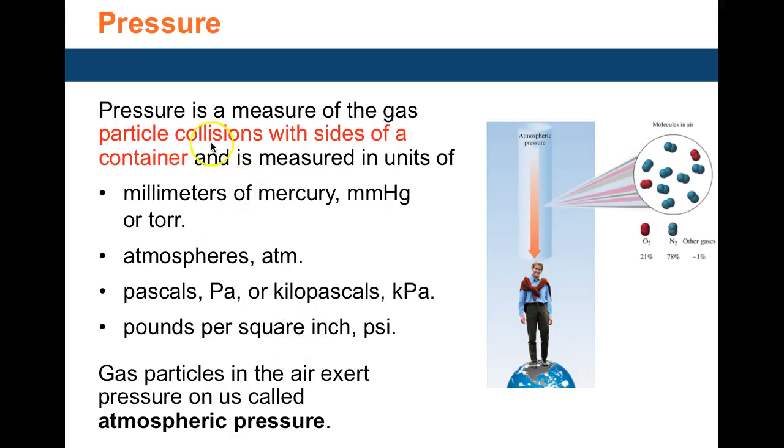So the collision with the sides of the container, that's pressure, and the units are either millimeters of mercury, torr, and millimeters of mercury can be used interchangeably, or atmospheres. The SI unit is the kPa, kilopascals. There's another unit called pascals. And then, of course, the American and British system is PSI, pounds per square inch.